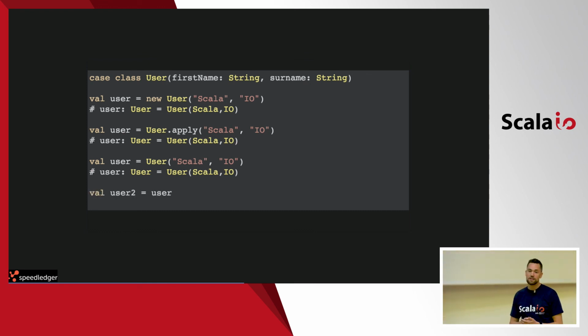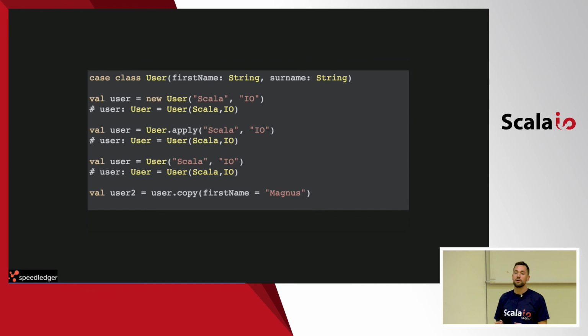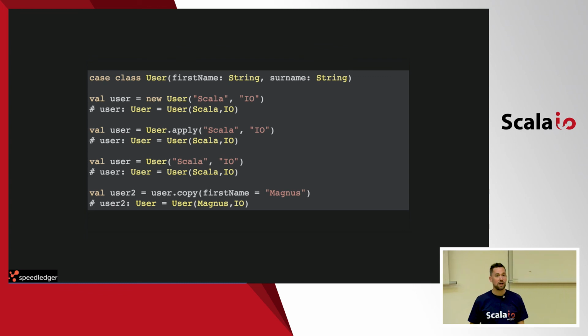OK, so say that the user has plenty of properties, and the only thing that you want to do is update the first name. In Java, if you would have made something immutable, you would have like 10 constructor parameters that you needed to send in from the last object to the new object and just change the one. In Scala, you can use the copy method. And then it's going to keep the same values on all parameters except the ones that you explicitly change. So in this case, we're going to get back an object with Magnus IO. So it kept the last name and changed the first name.